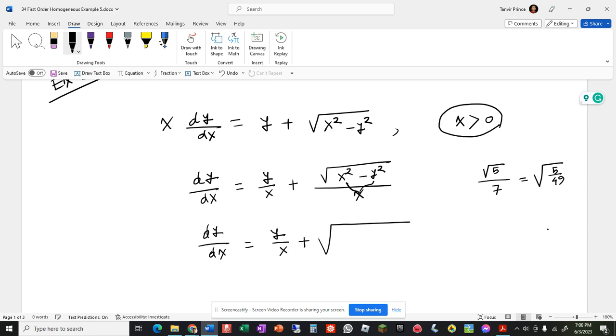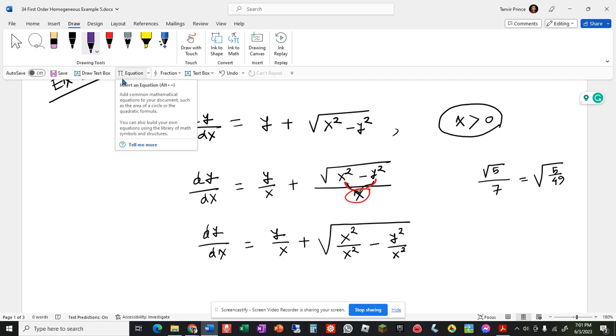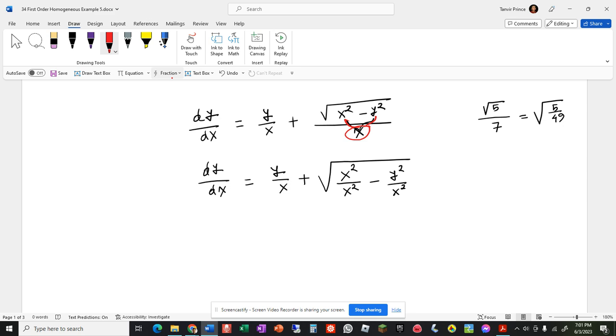So I'm going to move this x inside the square root as x squared, and then I distribute it under each term: x squared over x squared minus y squared over x squared. So you can probably see where I am heading. This will be 1, and this will be y over x, squared. So let's write it down. I get y over x plus the square root of 1 minus (y over x) squared, like that. So everything on the right hand side is in terms of y over x.